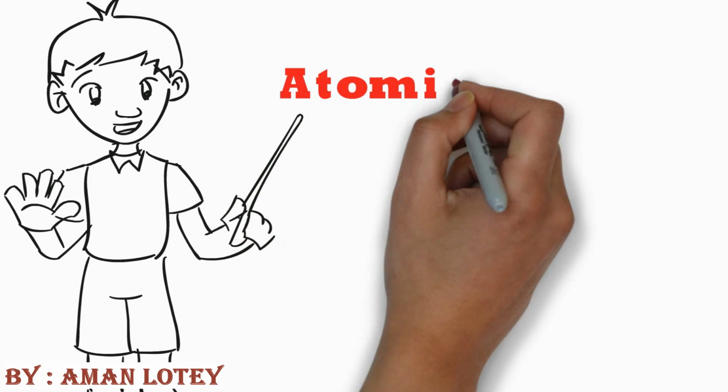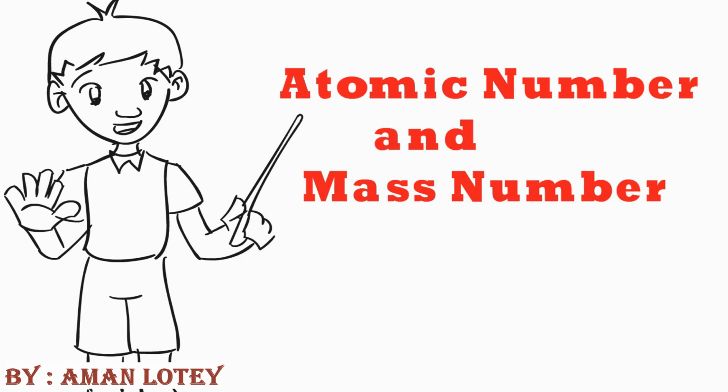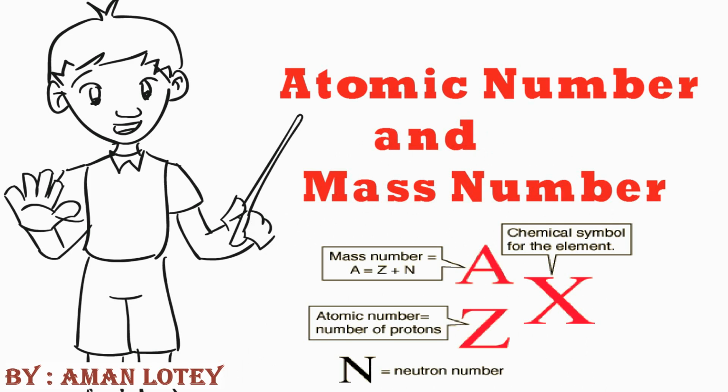Today we discuss the topic atomic number and mass number. You can see here the figure showing the symbolic representation of an element, where X represents the chemical symbol for the element, A represents the mass number and Z represents the atomic number.